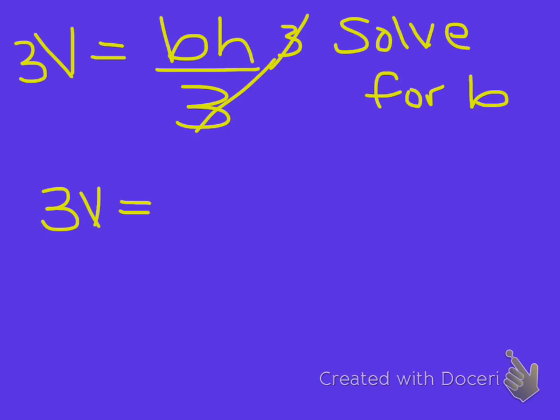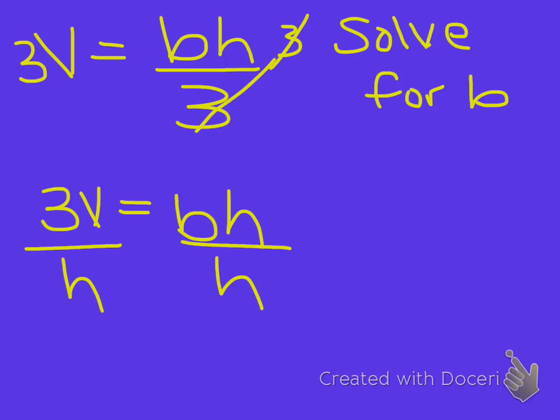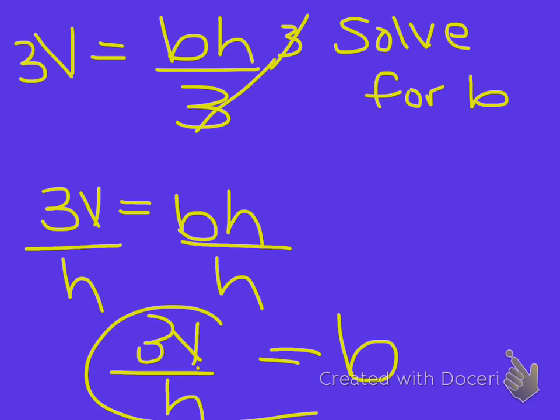3V equals BH. What do we have to move now? The H. And how are we going to do that? Divide. And I'm going to have B, and what is this going to become over here? 3V over H. Good. No square root at all? Where did I get square root? I'm not sure.